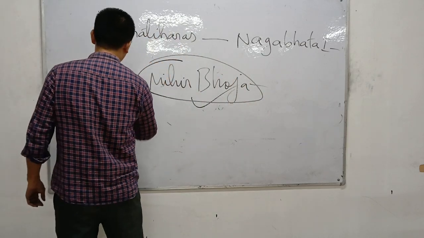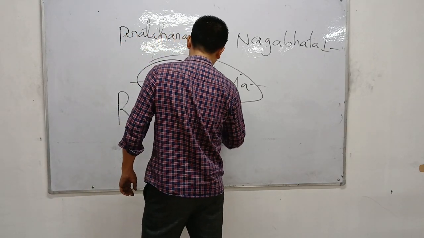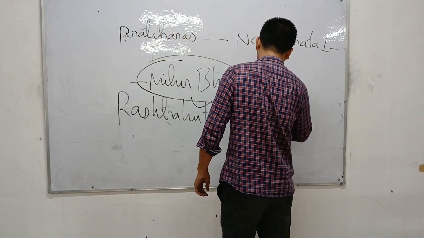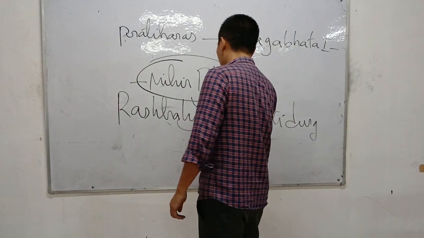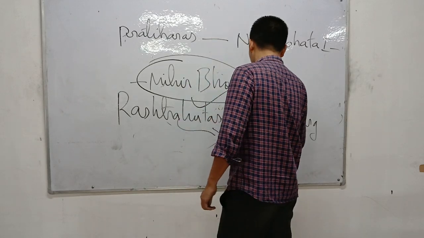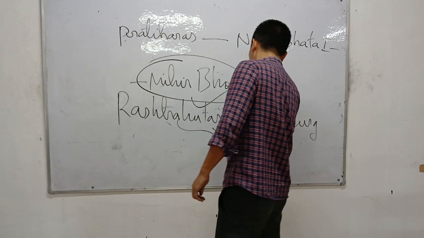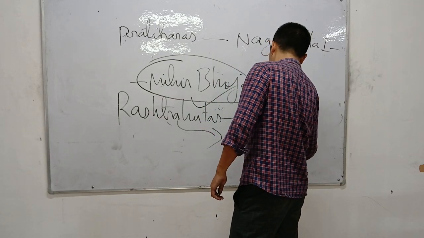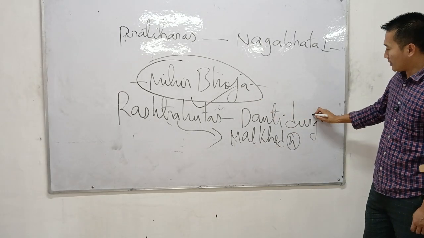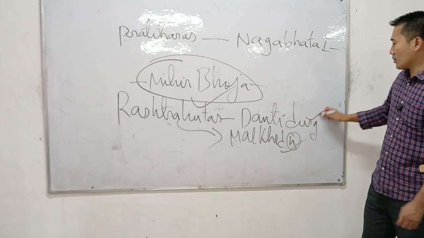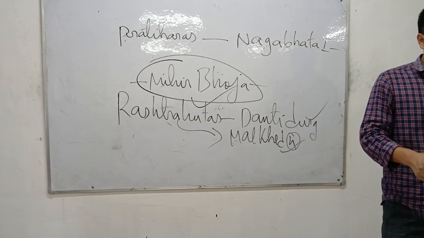And next is the Rashtrakutas. It was followed by Dantidurga. The capital city is Malkhet, present-day Karnataka. Okay. The Rashtrakuta capital city is Malkhet in Karnataka. And remember, the greatest ruler of this dynasty was Amoghavarsha.